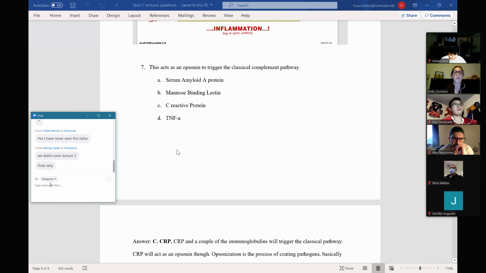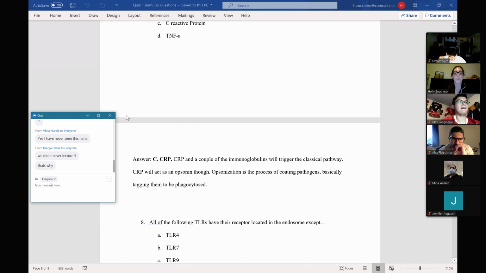This acts as an opsonin to trigger the classical complement pathway. That's going to be C-reactive protein. Remember with complement, there are 3 pathways to begin the whole complement cascade. You have your alternative. It's called alternative because it was discovered second, but it's usually the first to act. The alternative pathway is strictly just C3 comes in there, and then you start accumulating C3b on the pathogen surface. Then you also have the classical complement pathway and the mannose binding lectin pathway.